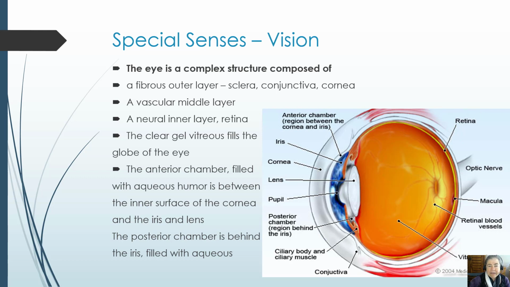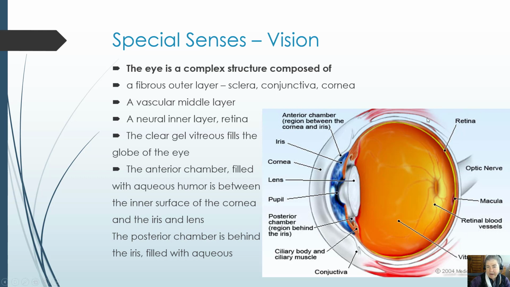The eyeball consists of a fibrous outer layer, the part of which we can see is called the sclera. It is covered with a mucous membrane called the conjunctiva, and the cornea, or the clear portion in front of the iris and lens and pupil, is part of that fibrous outer layer. So that's the eye.